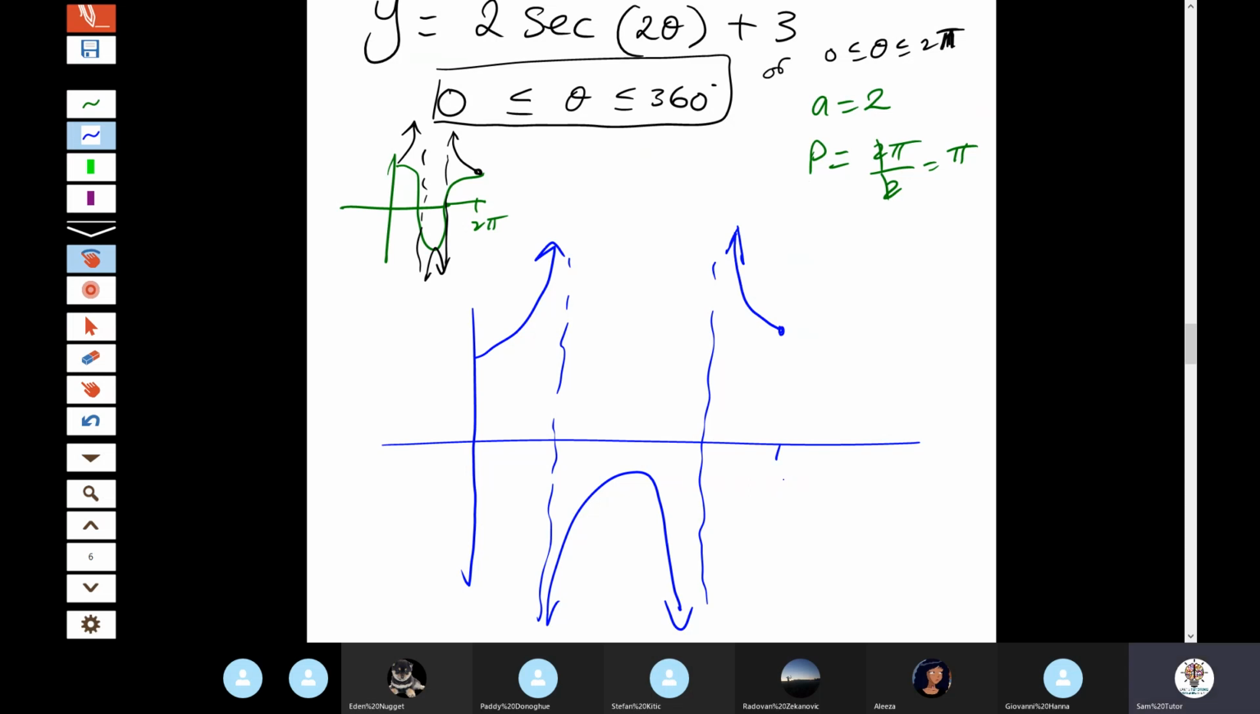Pi. It doesn't stop at 2 pi now. Paddy, does that make sense? Because the period is pi now, yeah? So we're going to stop it at pi. And then you draw it again, exactly the same thing. Here it is. I'm sorry, squishing it in.